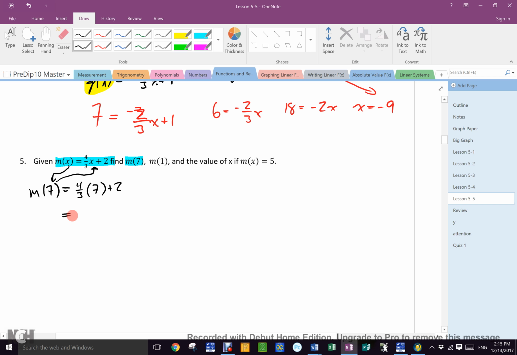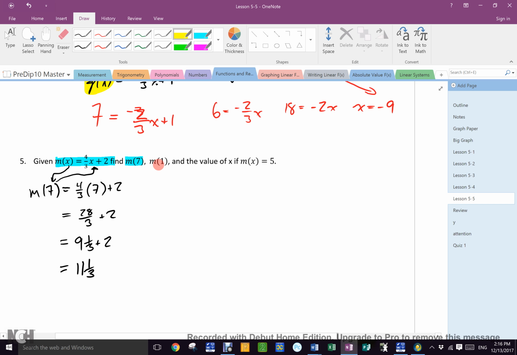Which is what? Don't get out your calculators. What's 7 times 4? 28 over 3 plus 2. How many 3's go into 28? 9. 9 with what left over? 1. 9 and 1/3 plus 2. That's 9.33. No, it's not. It's 9 plus 2, 11 and 1/3. We did it. Decimals are for the weak-minded.